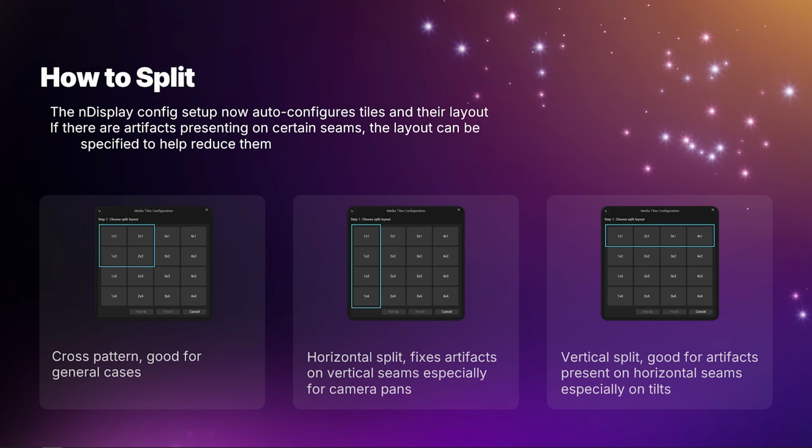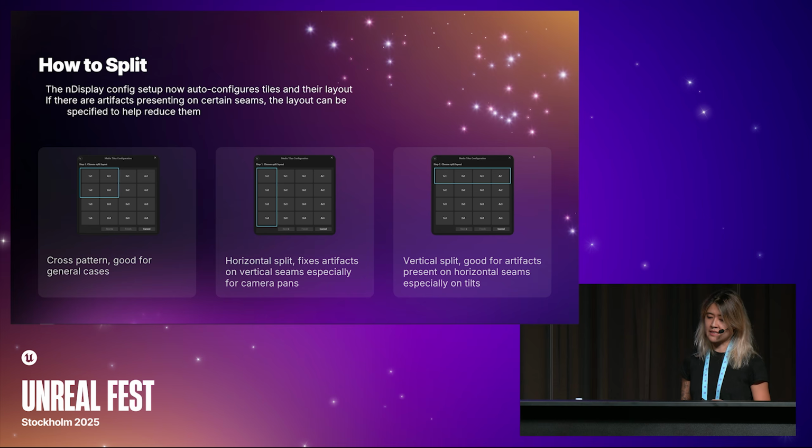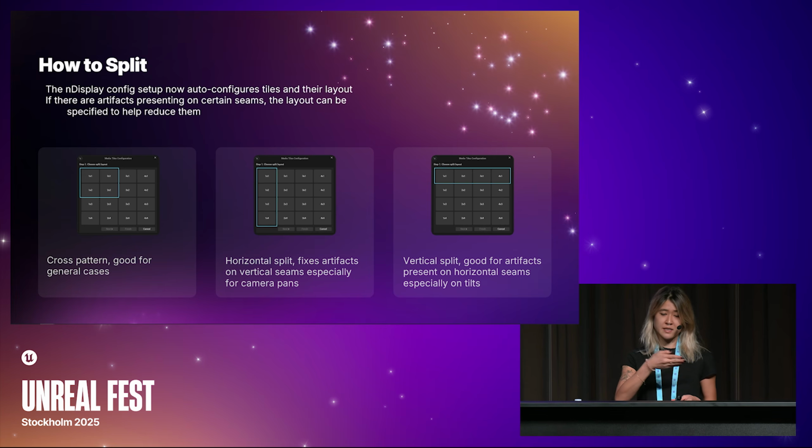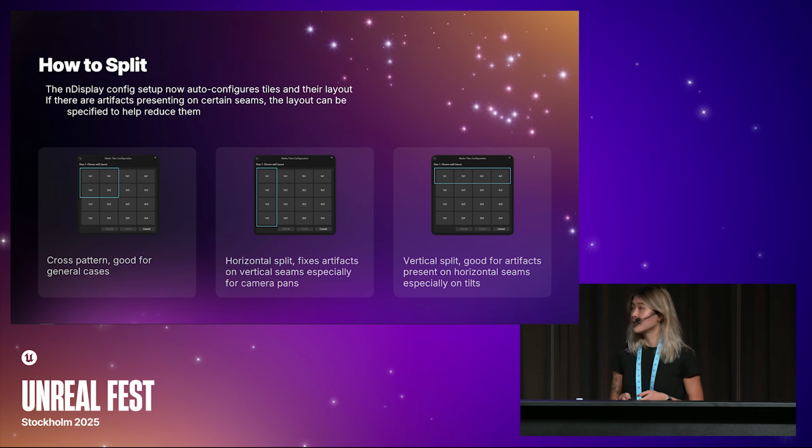So how do we split it? I think the most common configuration, if you're doing 4 tiles, is just to split it in a cross, which makes sense. But you can also split it in different directions if, say, you're seeing artifacts, depending on your camera move. If you're doing a horizontal split, you can fix issues on vertical seams, especially if your camera's panning. Because it's moving along the same direction as the seams, you won't see those as prominently. Or the same for a vertical split for horizontal seams.